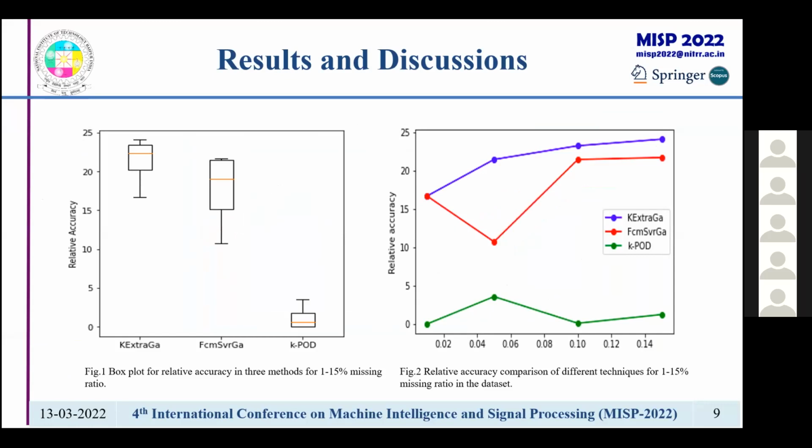The second method shows a dip in the relative accuracy. Is there any particular reason for that particular point? Why has it come so? No, ma'am. Basically, it depends on the data set. I tested the same data set with different methods like the genetic algorithm and the genetic K-pod algorithm. Initially, they give the same output. But when we increase the missing ratio in the data set, they differ from that. Okay, fine. Thank you.